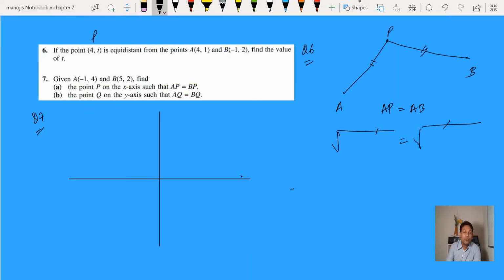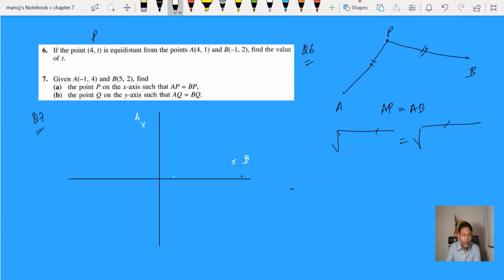We don't require drawing the sketch in the exam. I just want to give the idea. Minus 4, minus 1, 4 is about here. Suppose this is here. This point is A, and B is 5, and this point is here. Suppose this is B.